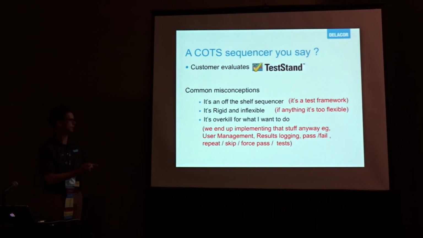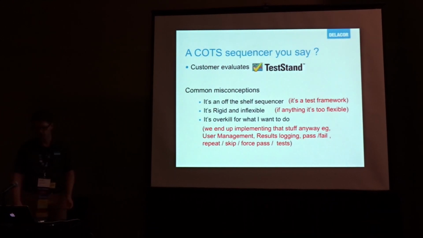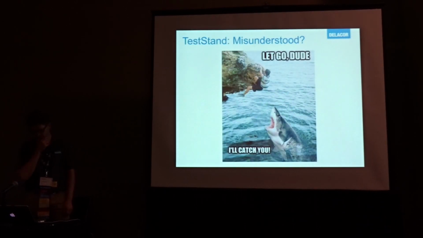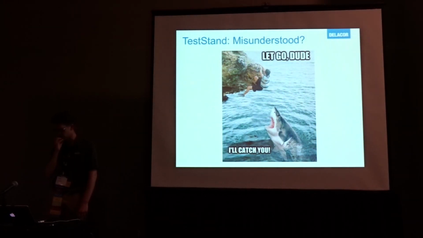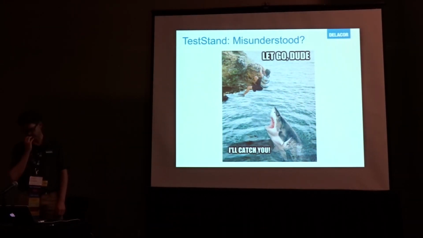Repeats, skip a repeat test, skip pass if the previous one failed, that kind of stuff. We end up implementing it anyway. But I do find that TestStand is extremely misunderstood. I tried to find a good picture that showed misunderstood. I found this one. I really like this.